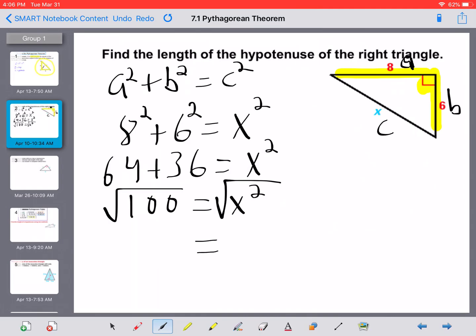On this side, it equals x. We got rid of the 2 by using the radical. Okay. On this side, the square root of 100 is 10. So the length of our hypotenuse, which is what we're trying to find, is 10.